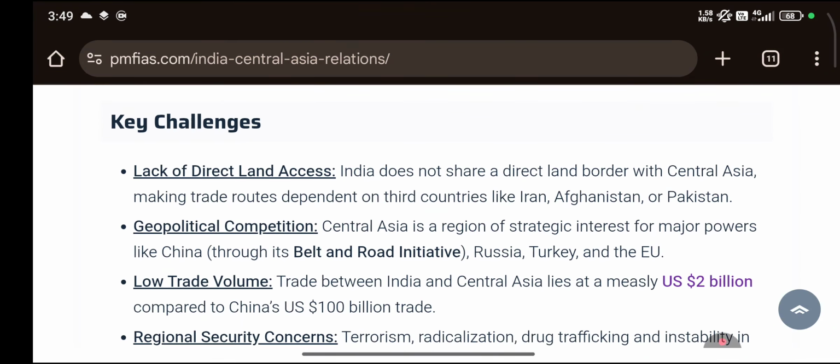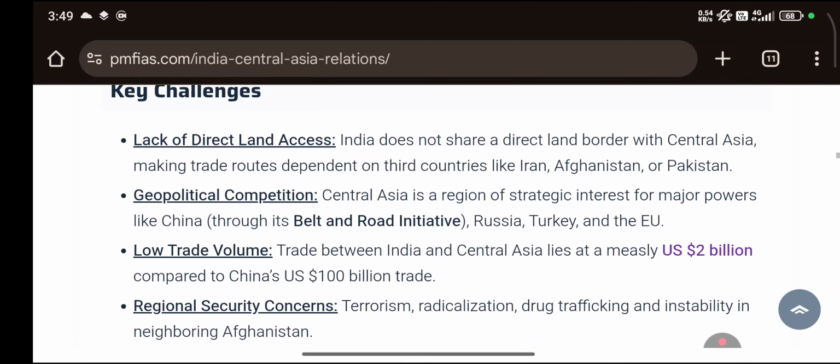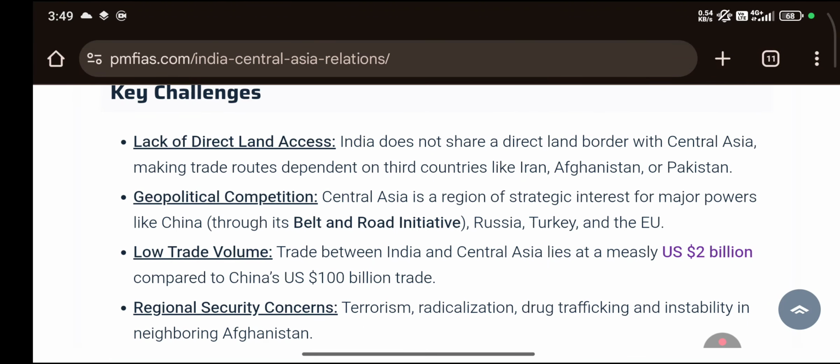Now, what are the key challenges in India and Central Asia relations? First one is lack of direct land access. We share no direct border with Central Asia. In between, we have Afghanistan and Pakistan, and we know how bad relations with Pakistan are. So it has cut us off from Central Asia.